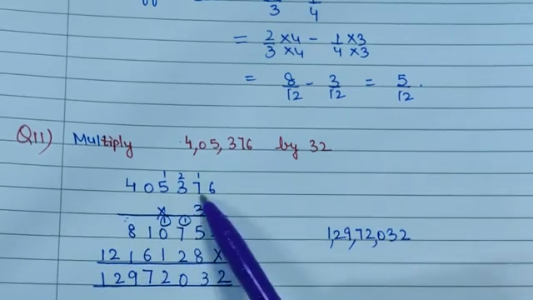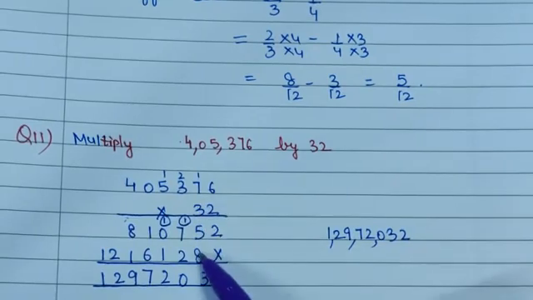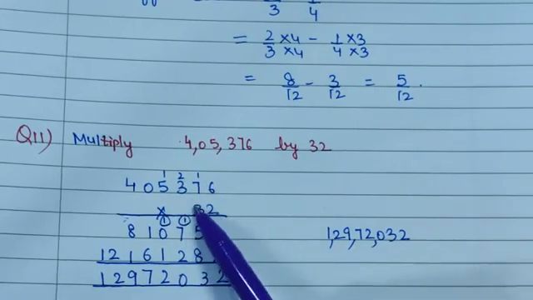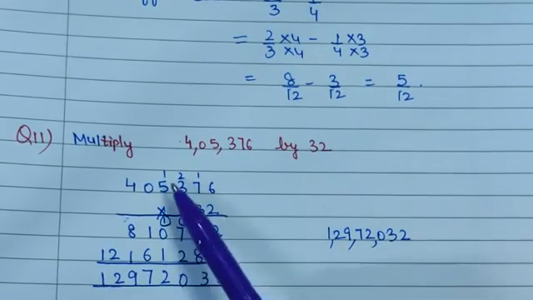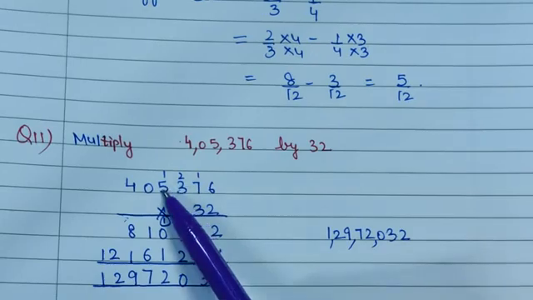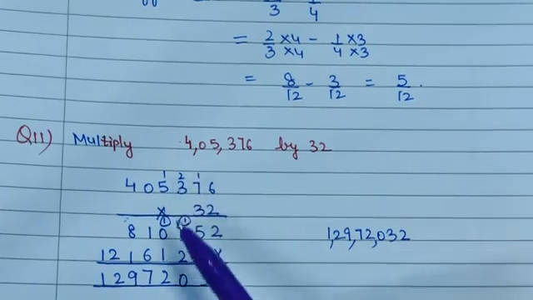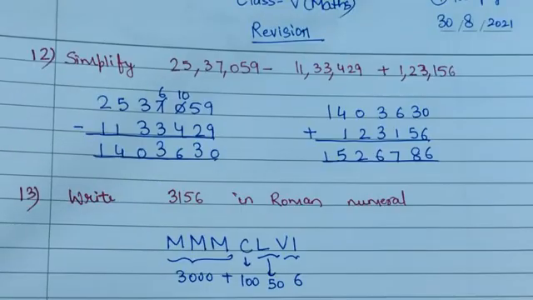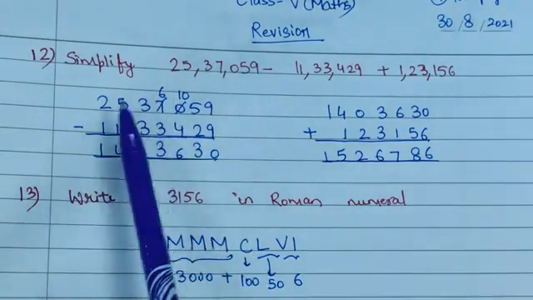Then start with 3. 3 into 6, 18. 8 here, 1 here. 3 into 7, 21 plus 1, 22. 3 into 3, 9 plus 2, 11. 3 into 5, 15 plus 1, 16. 3 into 4, 12. So we get 1,29,72,032. Clear?